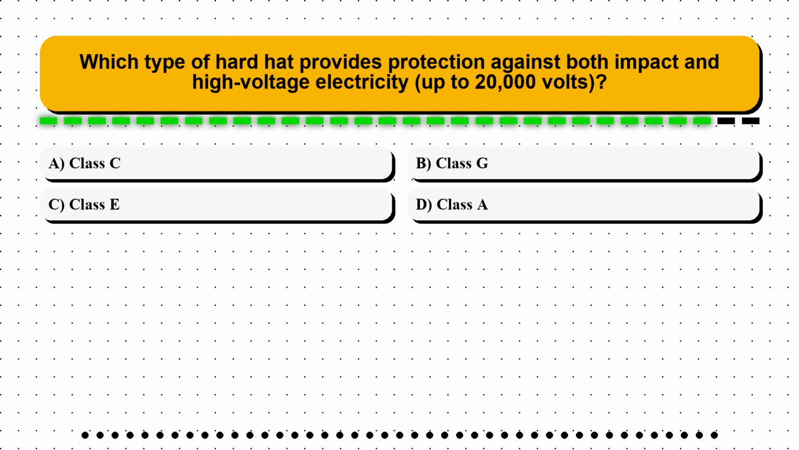Question 18. Which type of hard hat provides protection against both impact and high-voltage electricity, up to 20,000 volts? Option A, Class C. Option B, Class G. Option C, Class E. Option D, Class A.